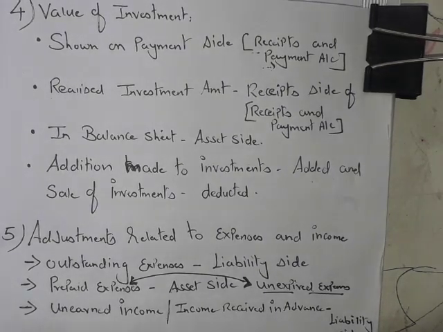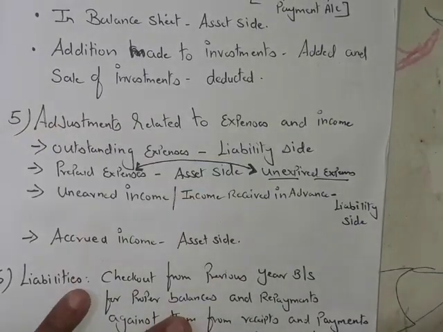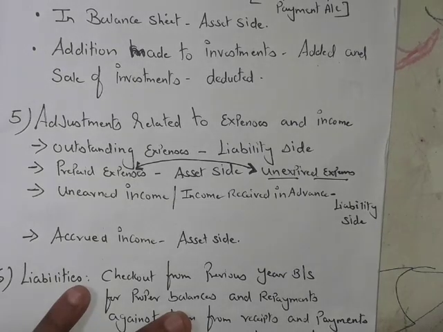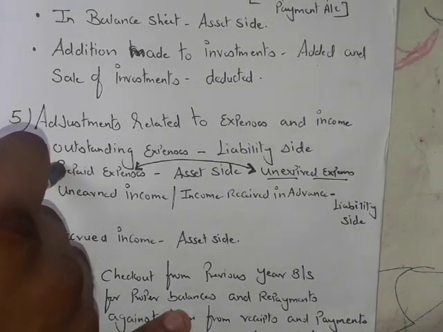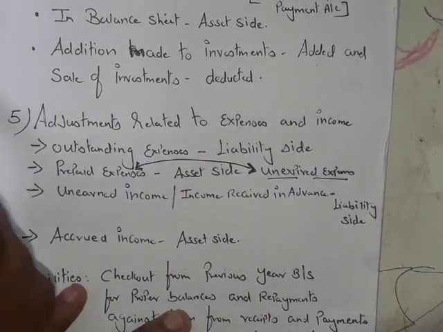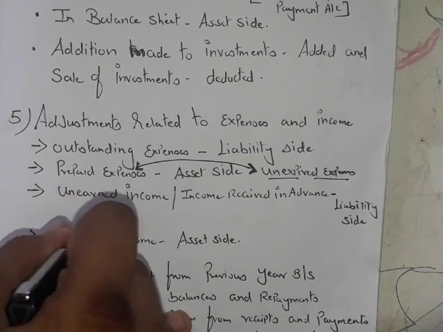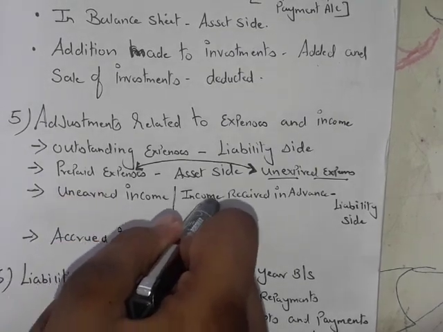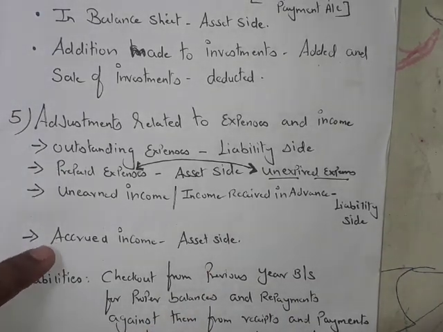Moving on to the fifth important item. The fifth important item is adjustments related to the expenses and income. There are only 4 adjustments altogether that relate to your expense and income. They are outstanding expenses, prepaid expenses, unearned income, which is also known as income received in advance, and the fourth one is your accrued income.